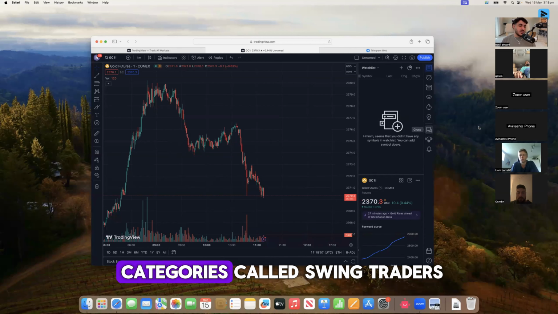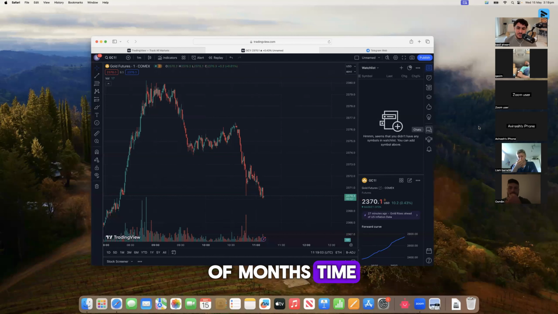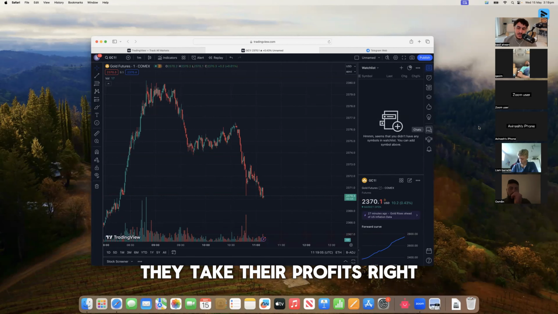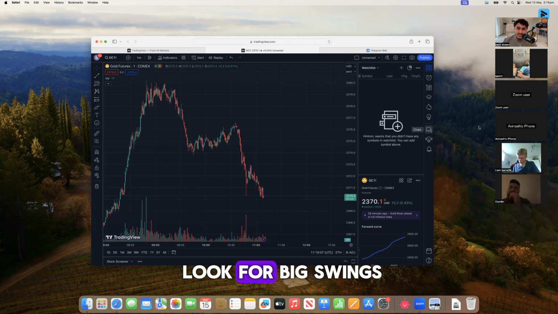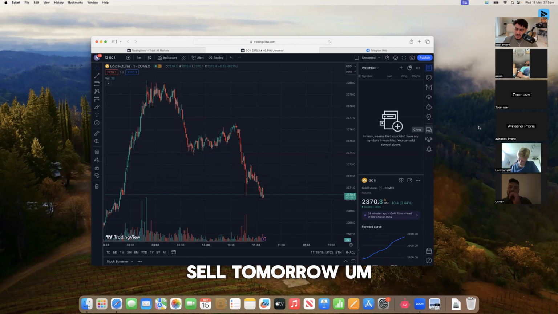One of the categories is called swing traders. These people usually trade long term. They buy now, they sell in a couple of months' time, they take their profits. They basically look for big swings in the market, and it usually happens over a medium to longer term. It's not buy today, sell tomorrow.